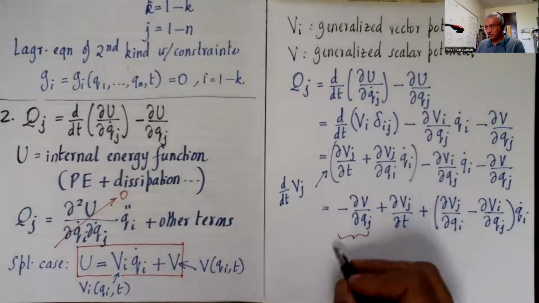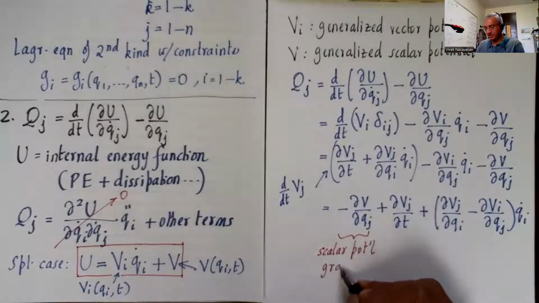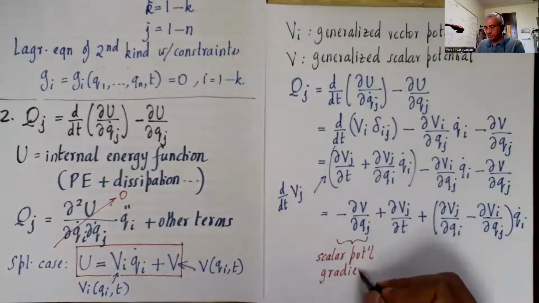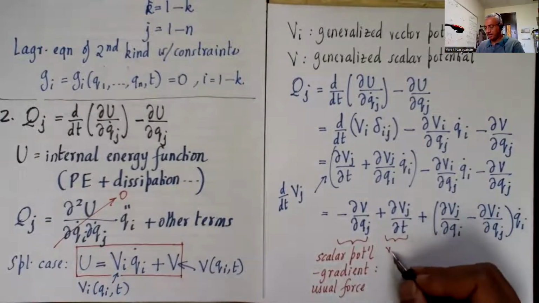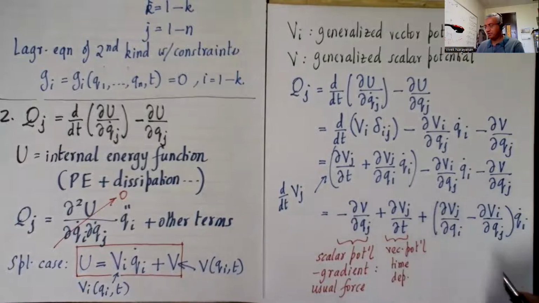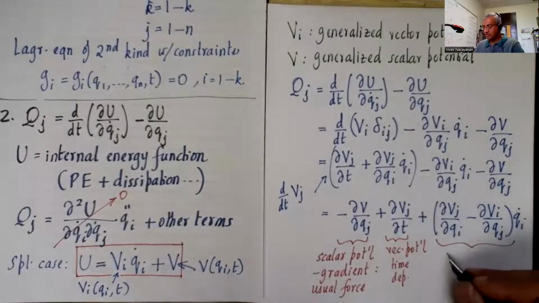This is the scalar potential gradient, because remember, I called capital V the generalized scalar potential. So this is the negative gradient, in fact, of the scalar potential. That's going to produce the usual force terms. Well, this is the vector potential that could depend on time. So this is time dependence. It just teases out the time dependence. And this term, because it looks like a curl, is called a gyroscopic term.